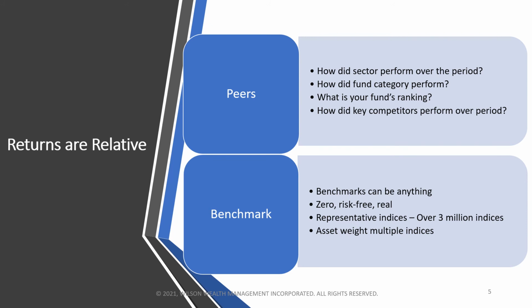But benchmarks can be anything. We talked about the zero nominal rate of return, the risk-free rate, the real rate. So those can be benchmarks. You can choose your own benchmark. There's over 3 million indices around the world in every asset class and every country. And that's something that you should be doing anyways in your overall portfolio.